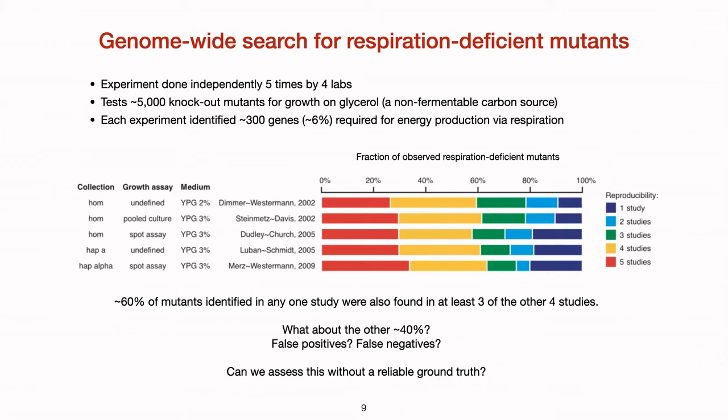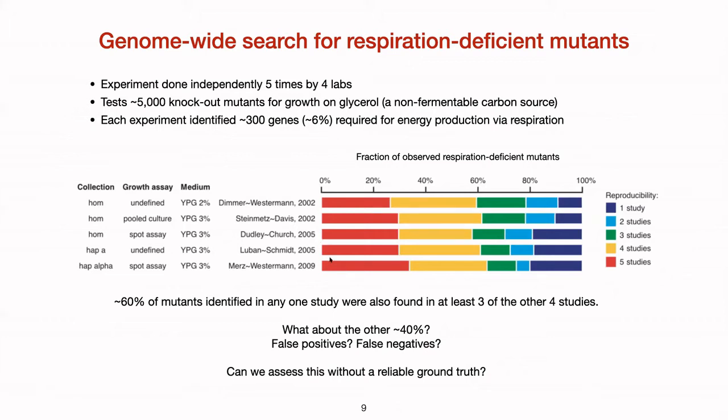And so the experiment to identify all respiration deficient mutants, which is mutants incapable of growing on a non-fermentable carbon source, has been done many times. We could detect at least 5 times by 4 different labs over a 10-year period. Each experiment is a genome-wide experiment. They tested 5,000 mutants each. They each identified about 300 hits, about 6% of the genome, which is interesting, that the hit rate was similar.